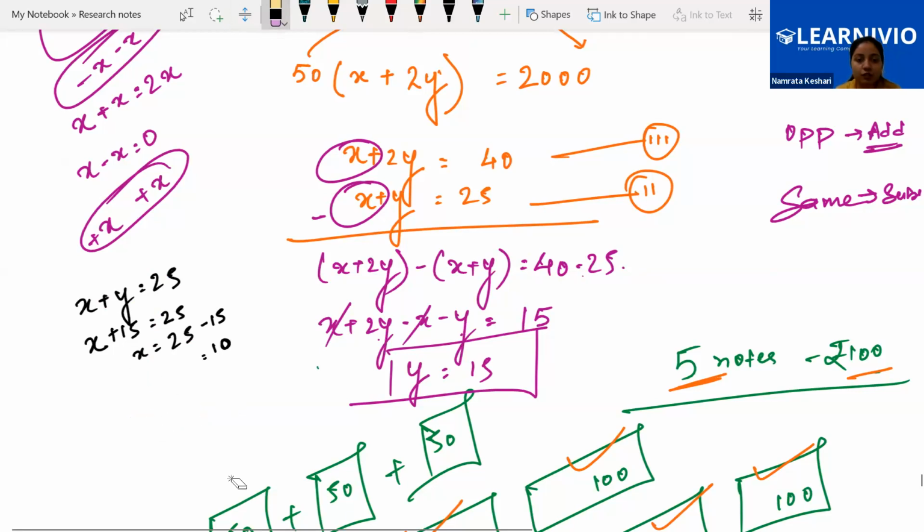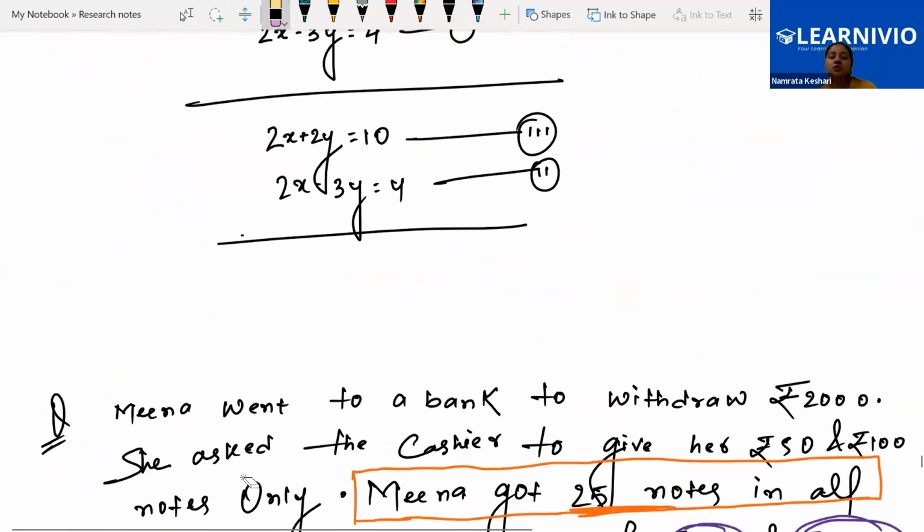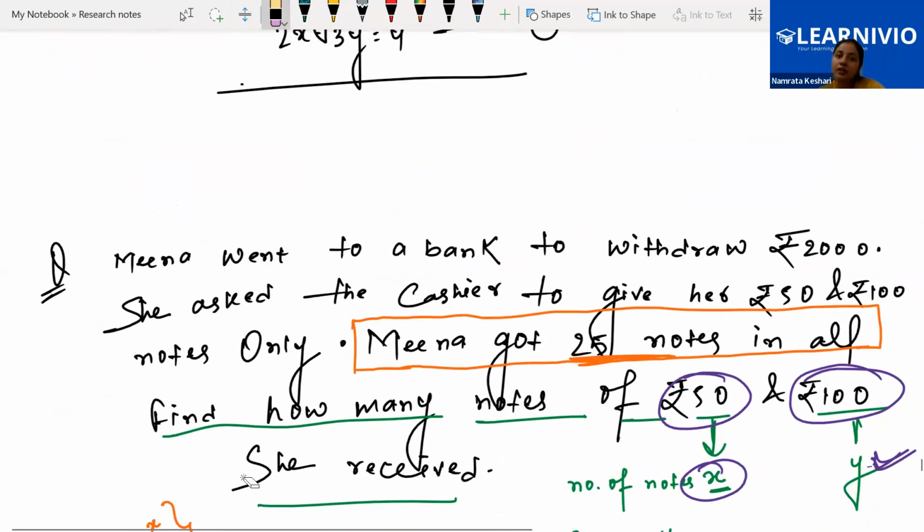Let's summarize everything we have done here. Let's see the question, because this type of question you will always get here and there. Meena went to the bank to withdraw 2000 rupees, and she asked the cashier to give her rupees 50 and rupees 100 notes only. Meena got 25 notes in all. So in all she is having 25 notes.